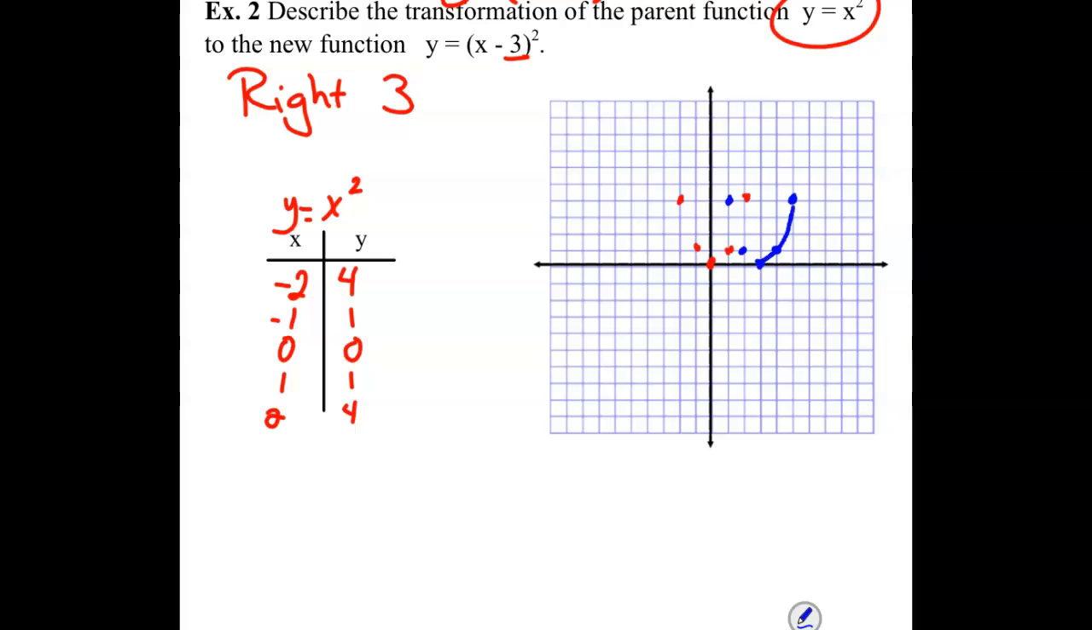And then we're going to draw that in. So it is the same shape as the first one, the parent function. It's that U-shaped, but we've just moved it. Okay?